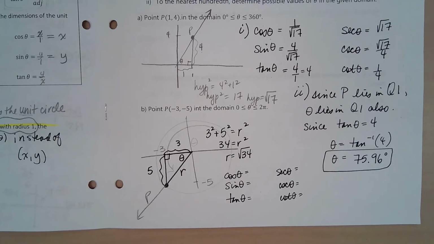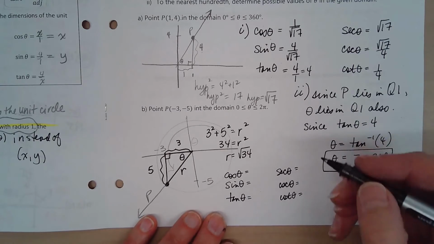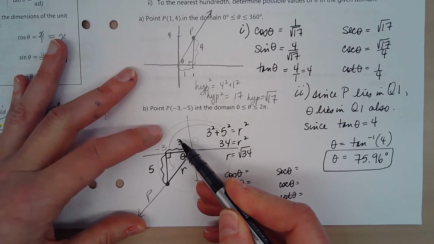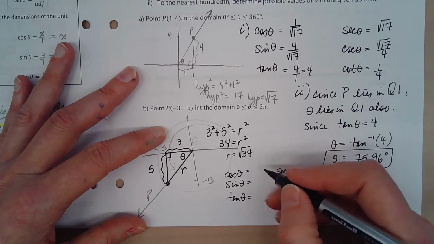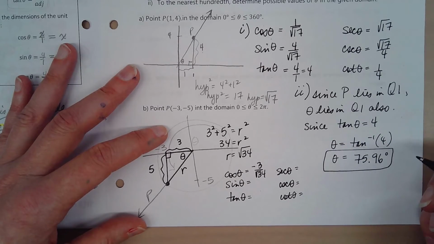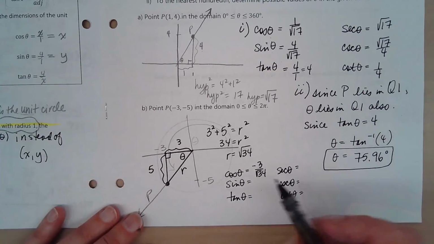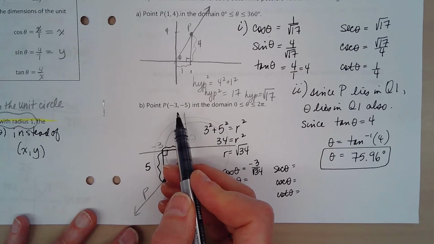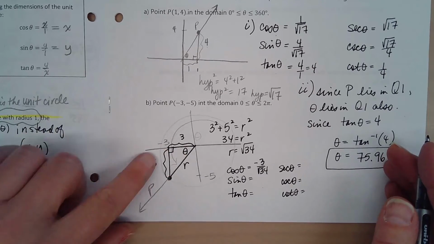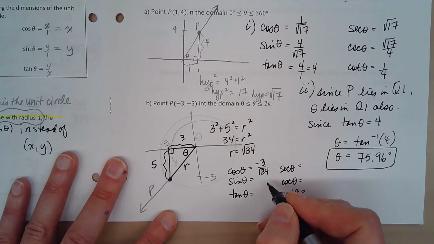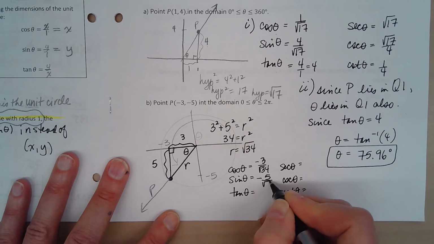Okay, what did you get for cos theta? What's the ratio for cos? Adjacent over hypotenuse, right? So x over r. -3 over root 34. Agreed? Remember that even though when you're finding the lengths of a triangle, lengths are always positive, your x value is negative, right? Your y value is negative. And in quadrant 3, only tan is positive, right? So sine would be -5 over root 34.